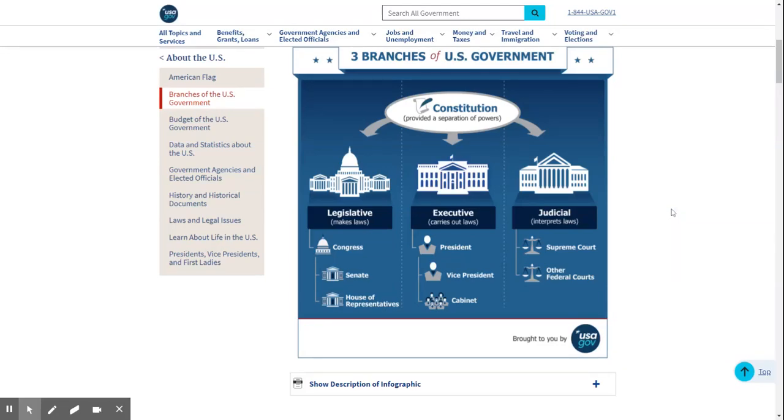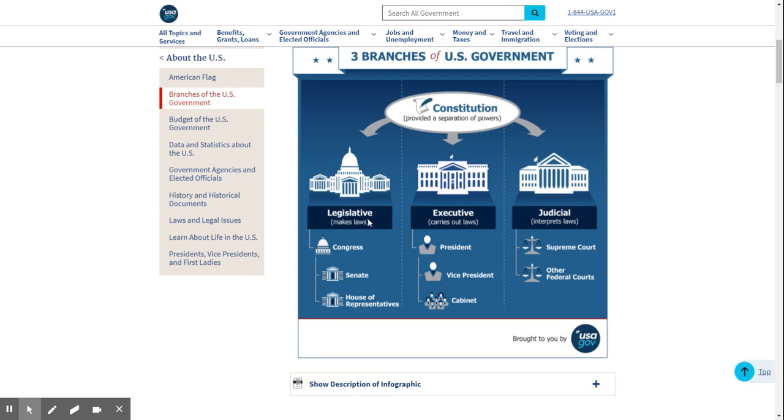Hi, this is a short lesson on the three branches of government. The legislative branch makes the law and is led by Congress, which is bicameral, meaning that it has two parts. The upper house, which is the Senate with 100 members, two from each state, and the House of Representatives, which is the lower house based on population.